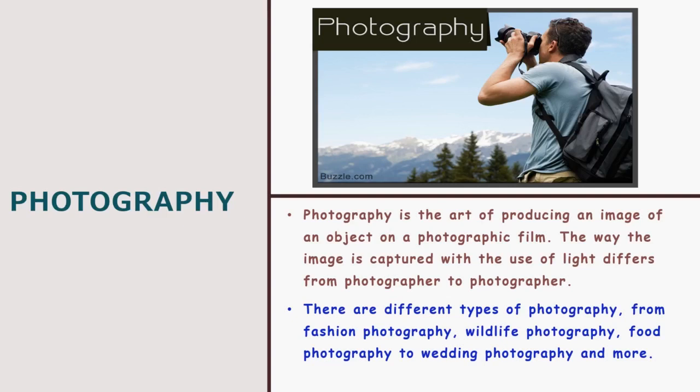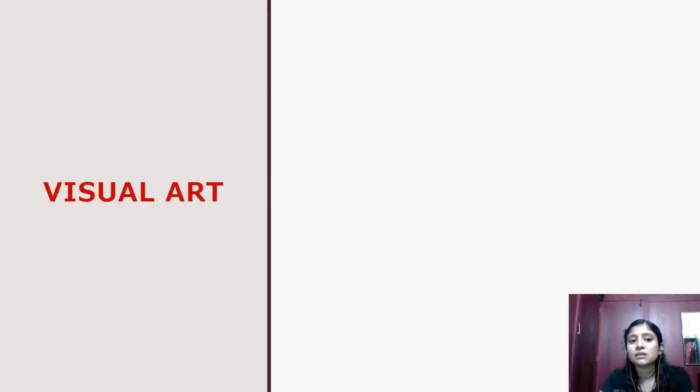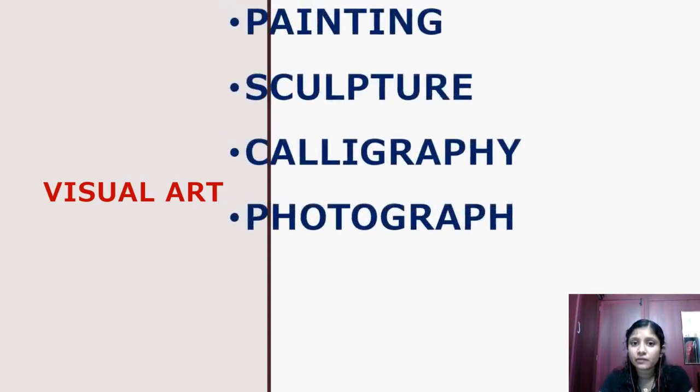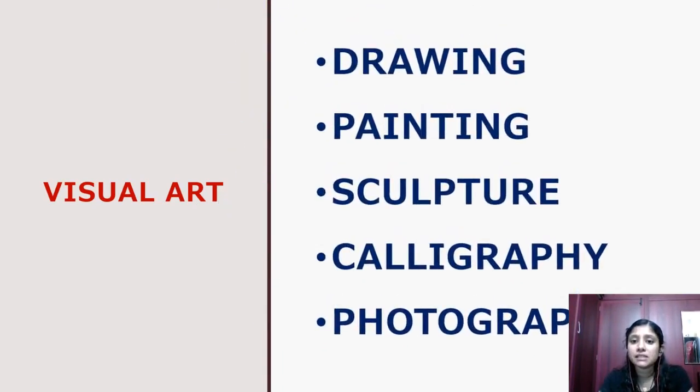And some photographers take only wedding photography. So these are the different kinds of photography. This is what I wanted to tell you, these are the different forms of art. Once again we'll see what they are. These are the different kinds of visual art, as you have seen now: drawing, painting, sculpture, calligraphy and photography. So these are the different forms of visual art.